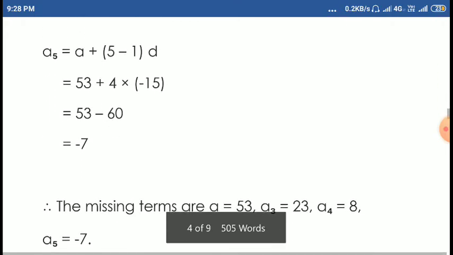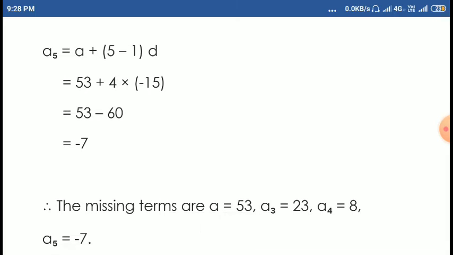Then we come to the fifth term of this AP. The fifth term of the AP is a plus (5 minus 1) into d. In the same way, you can also use the nth term formula. Just substitute the values of a and d here. So a is 53, then plus 4 into minus 15. After simplifying, we get 53 minus 60, which equals minus 7. In this way we can find the missing terms of the given AP.